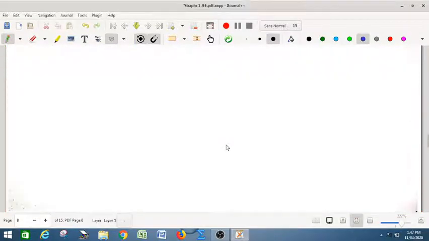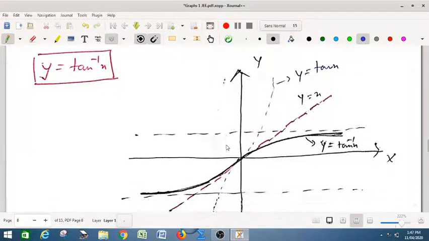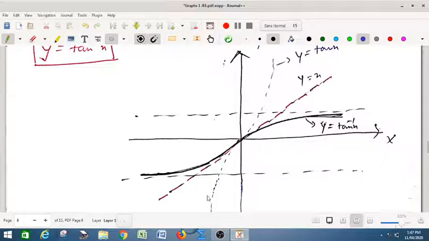Similarly, we can draw the tan inverse x. This is y equal to tan x, as already mentioned. This is the y equal to x line, the red line, and y equal to tan inverse x, the black line. Look at that, y equal to tan inverse x is an increasing function. This is increasing, this is how it is increasing.